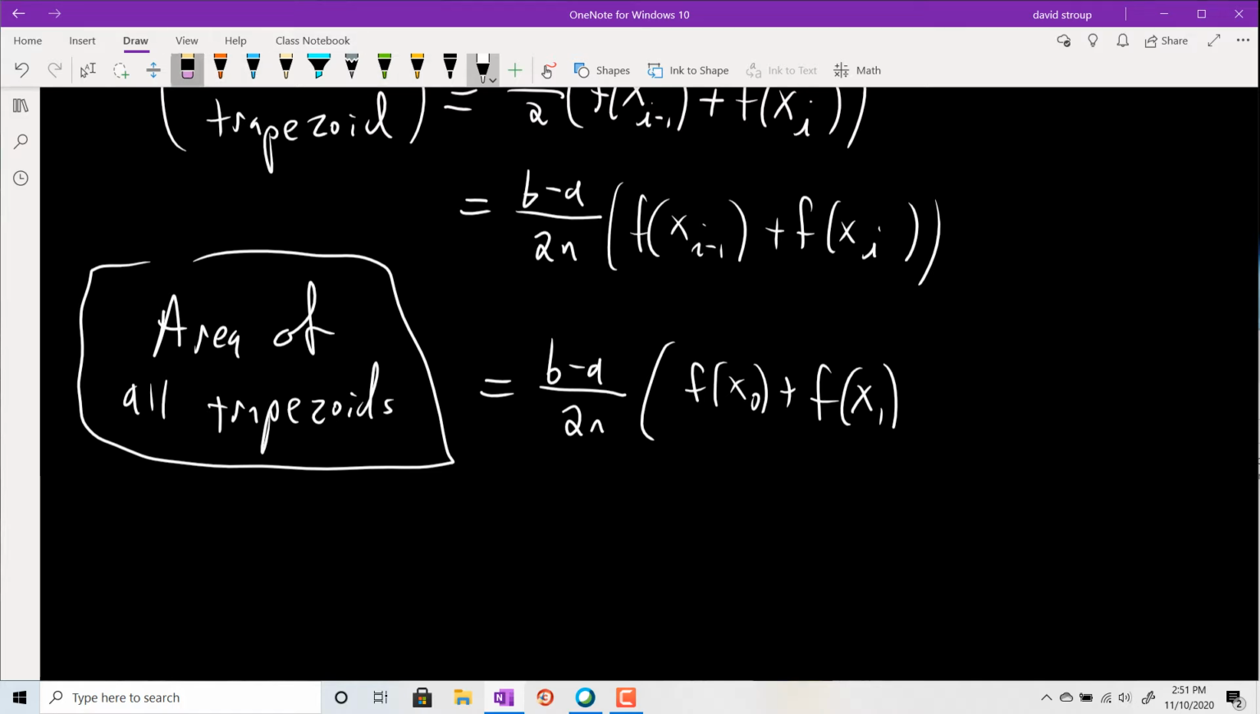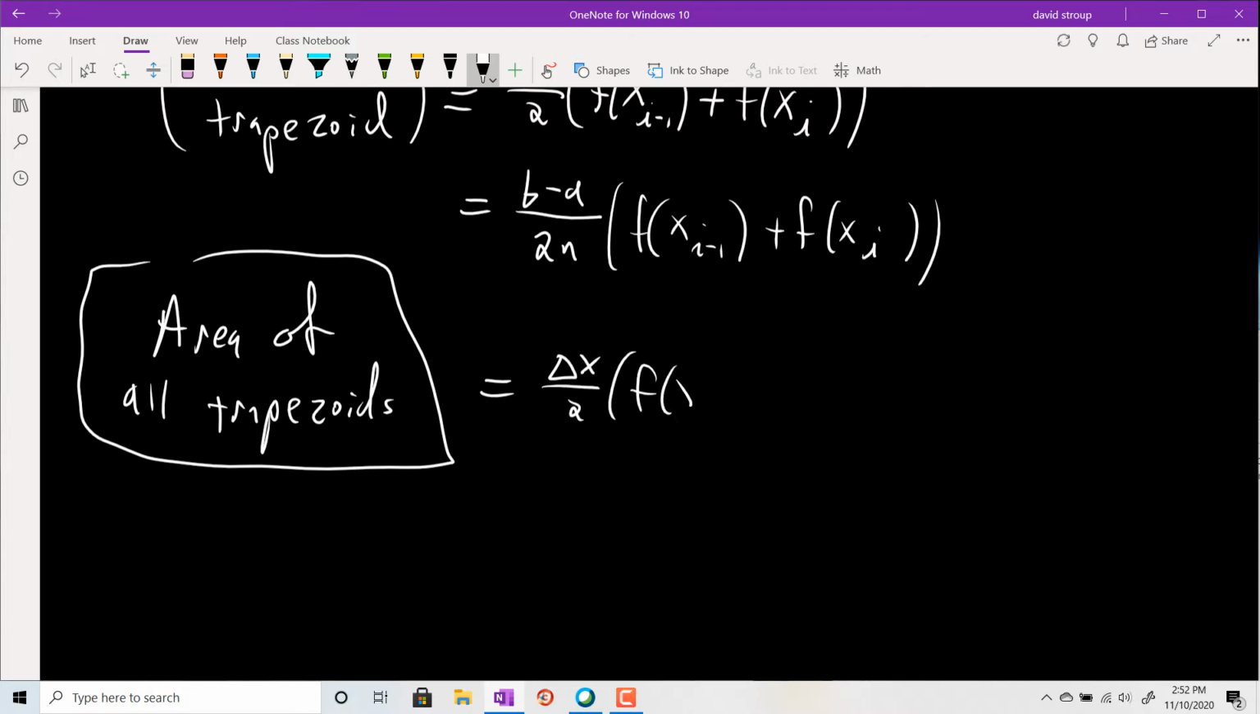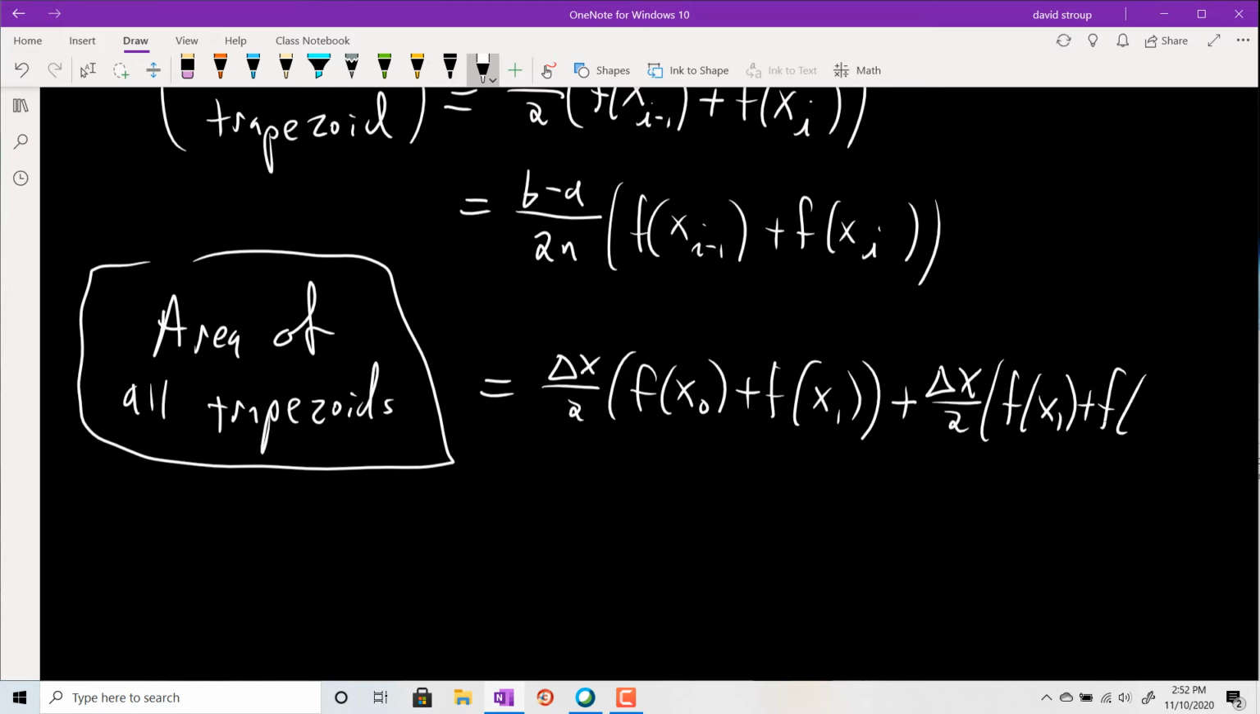Maybe I shouldn't get carried away, and let me just do it the brute force here. The first one is change in x over 2 times f of x sub 0, which is a, plus f of x sub 1. That would be the first trapezoid. The second trapezoid is change in x all over 2 times f of x sub 1 plus f of x sub 2. And then it keeps on going, forever and ever. I'll just do one more.